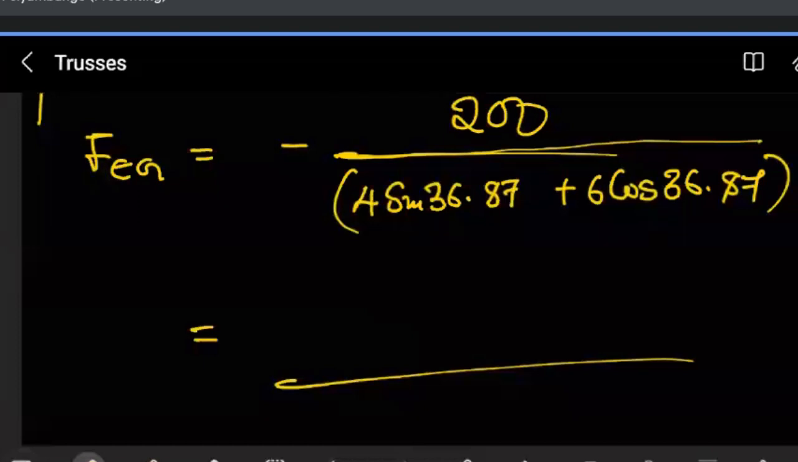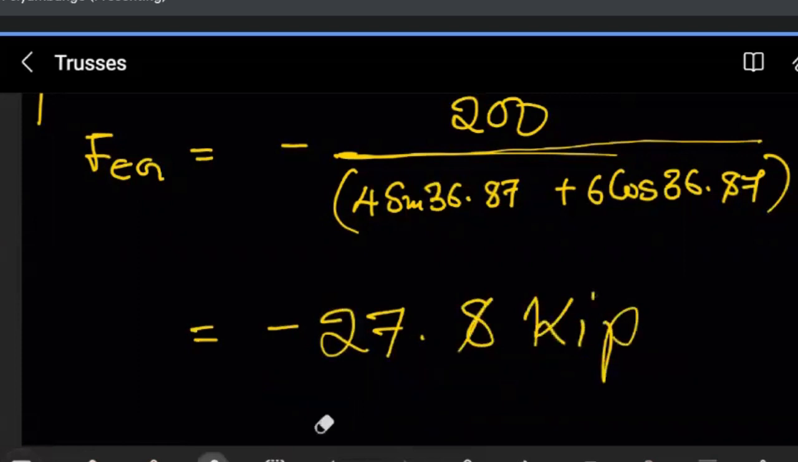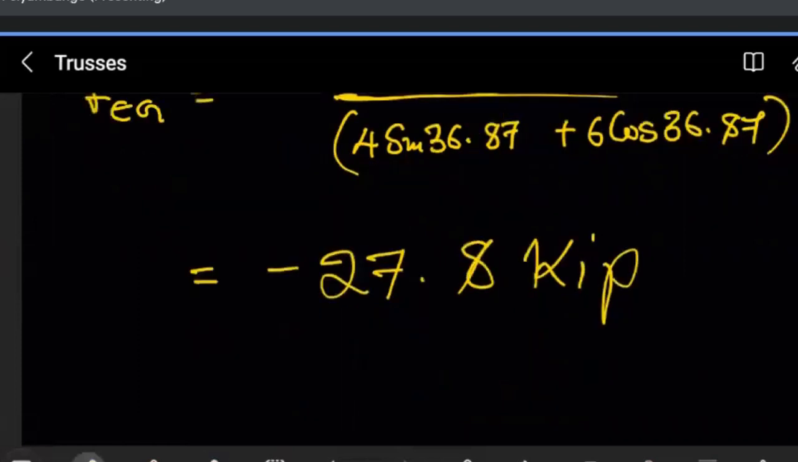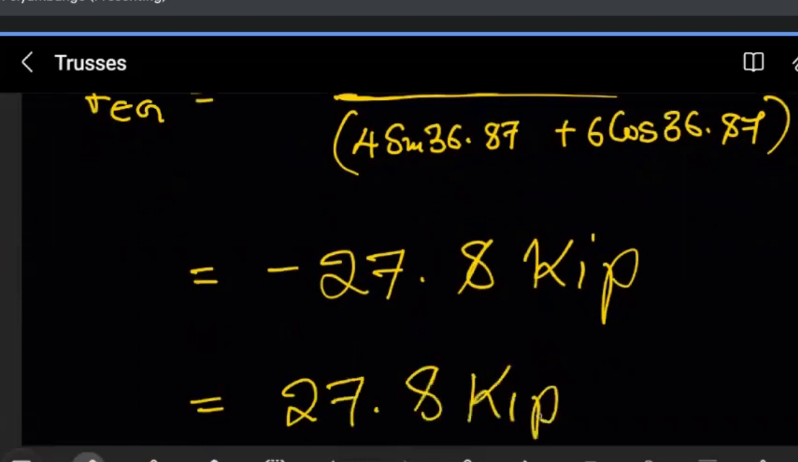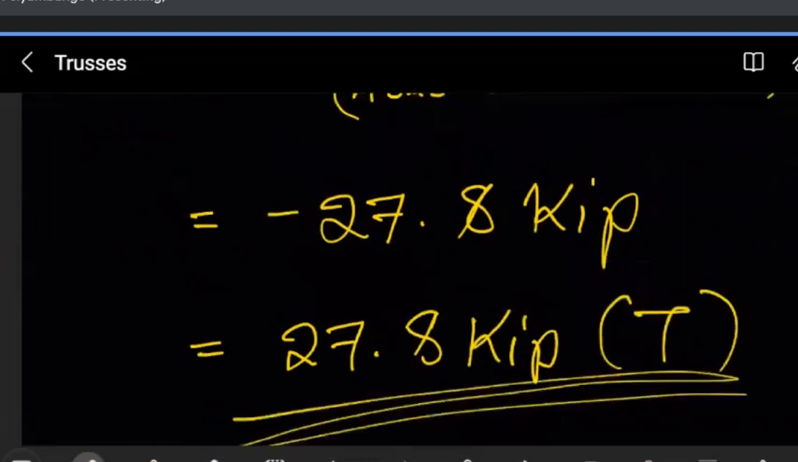Okay, doing it. You see that we get 27.7, so let's just say 27.8. In the units here, we have the kip. Because this has come out to be negative, and our assumption was that it was compressive, this implies that our answer is actually 27.8, but instead of compressive, this has to be tensile. So see how I keep changing depending on how the sign comes out there.